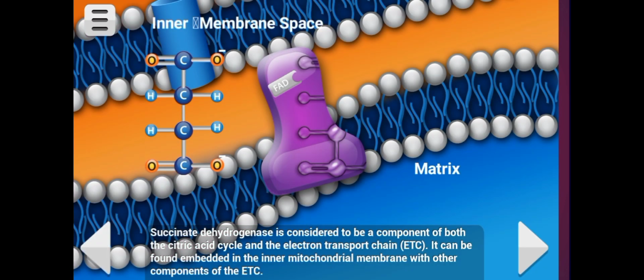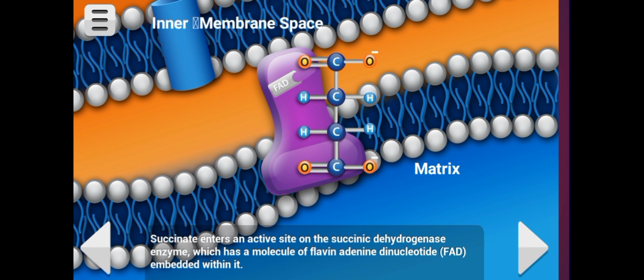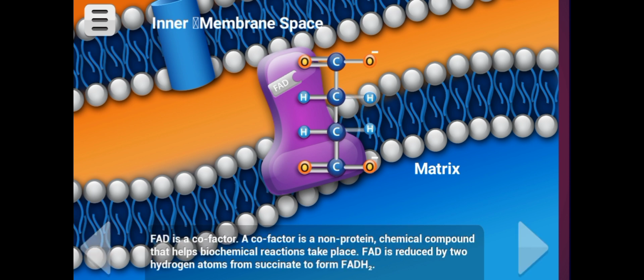The succinate dehydrogenase is now considered to be a component of both the Kreb cycle and the ETC. It can be found embedded in the inner mitochondrial membrane with other components of the electron transport chain. The succinate will now enter an active site on the succinic dehydrogenase enzyme, which has a molecule of flavin adenine dinucleotide or FAD embedded within it. In this step, FAD is a cofactor. A cofactor is a non-protein chemical compound that helps biochemical reactions take place.